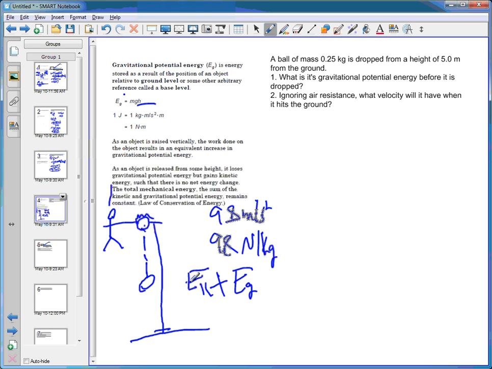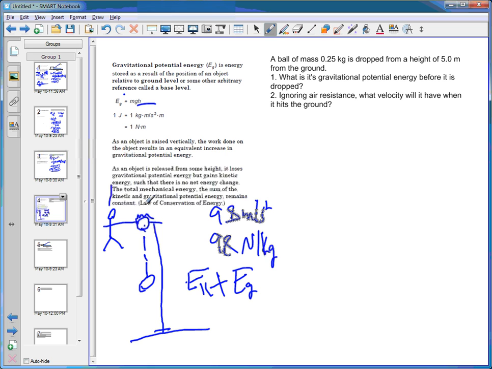Now in real life, there's air friction on this ball dragging it down, so some of the gravitational potential energy is actually converted to heat energy due to friction on the ball. It's a very small amount, but there would be some there. And therefore EK plus EG might not quite equal the same amount all the way down. But in the type of problems you're going to be working on, you generally ignore air resistance, friction, things like that. And therefore you can say that yes, EK plus EG is always a constant.